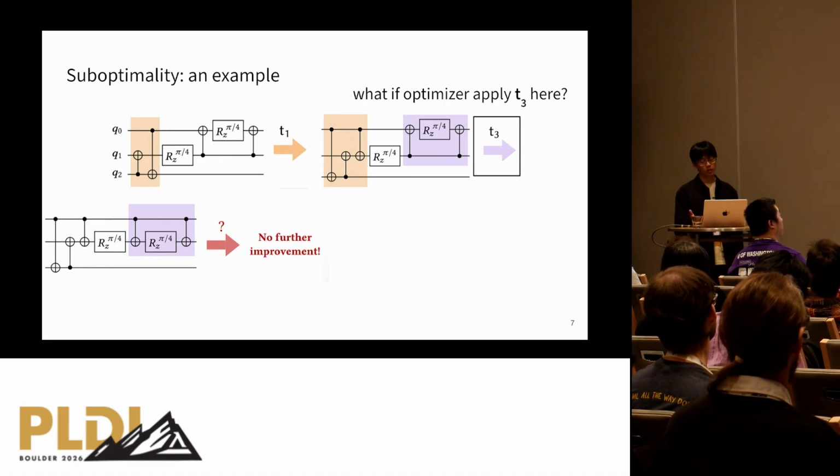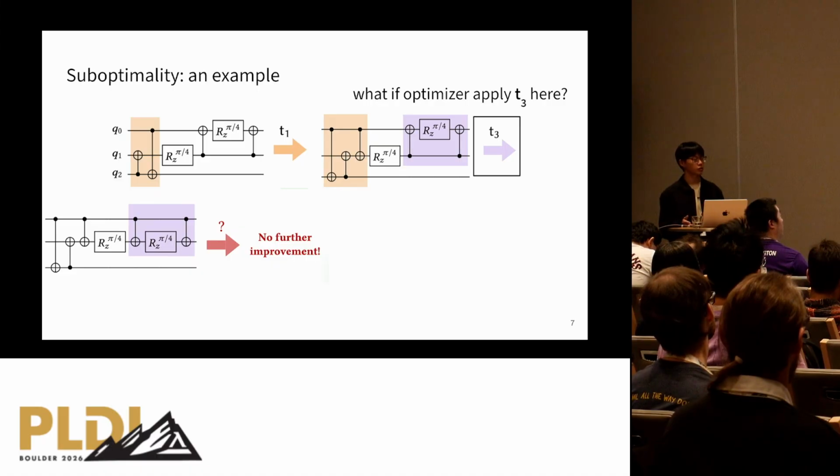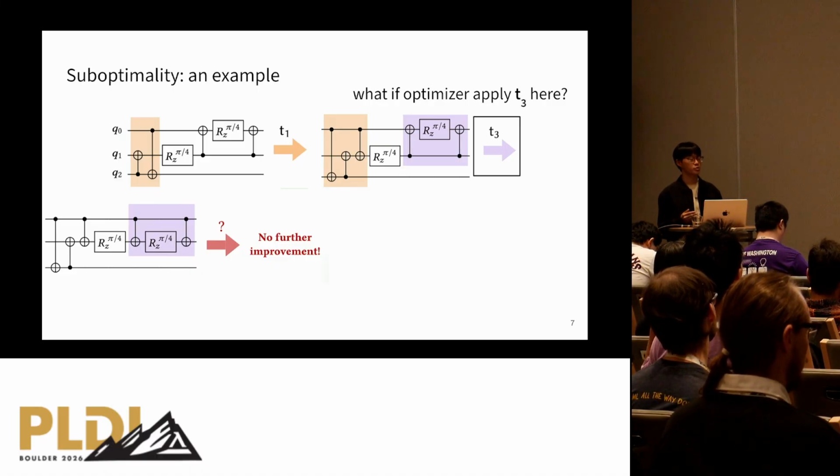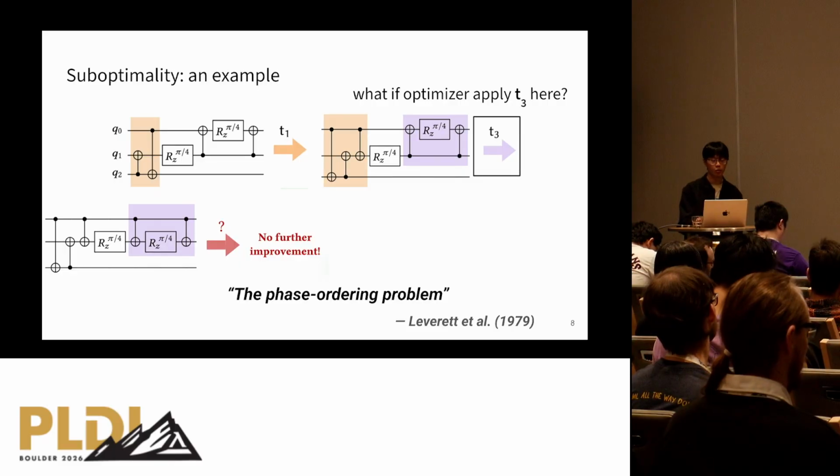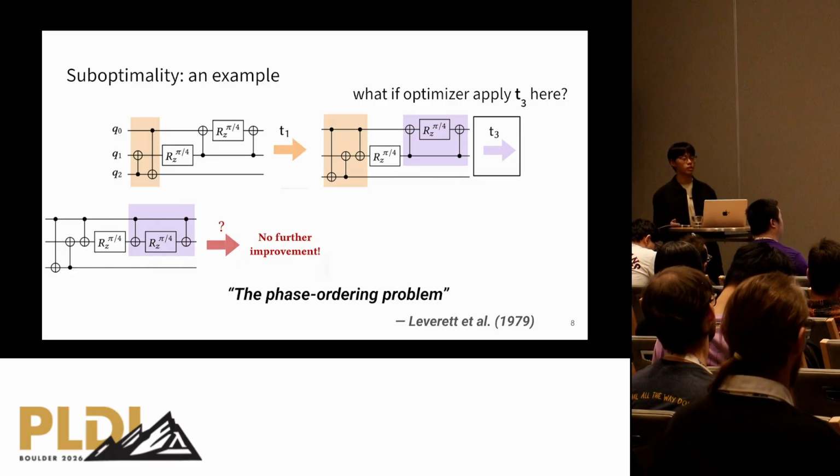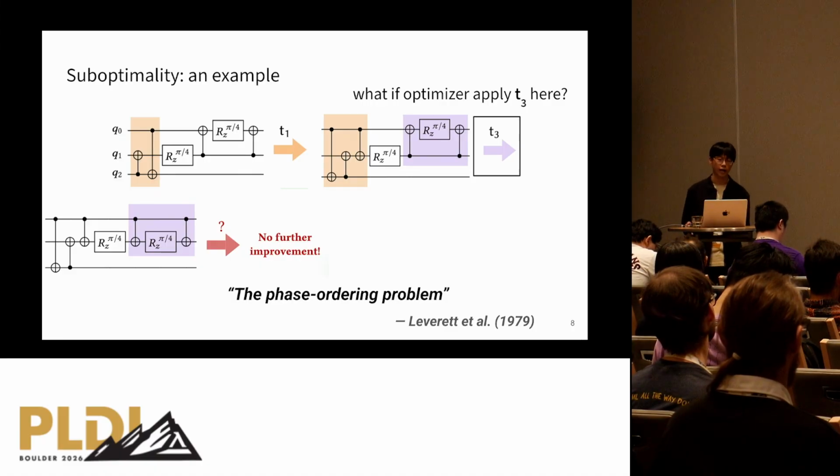So this phenomenon, that the order in which we apply those optimizations can influence the final optimization result, is not a fresh result. It's a well-studied problem called the phase ordering problem, studied by Leverett et al. in 1979.